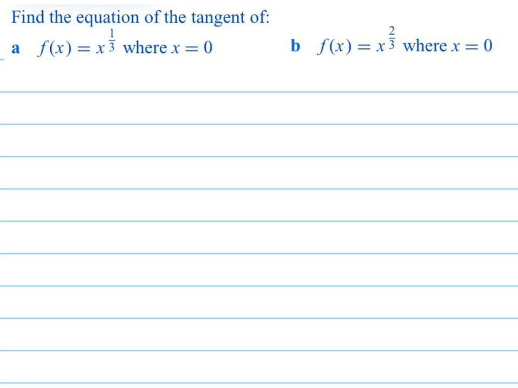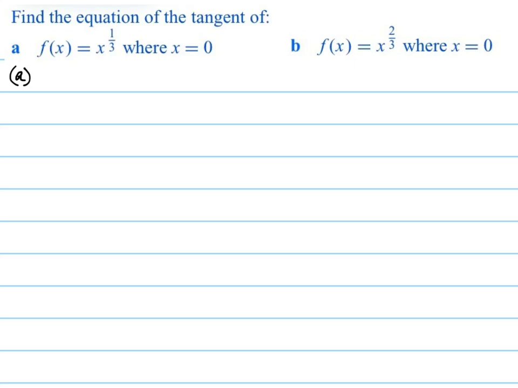We have to find the equation of the tangent of A, f of x equals x to the third, where x is 0, and B, f of x equals x to the 2/3. If you're astute, you'll realise that that's really the square of the first function in part A. x to the 2/3 is x to the 1/3 all squared, both where x equals 0. Well, I'm smelling a bit of a rat here. That's because I've done a few of these, but the rat will become evident. Watch this.